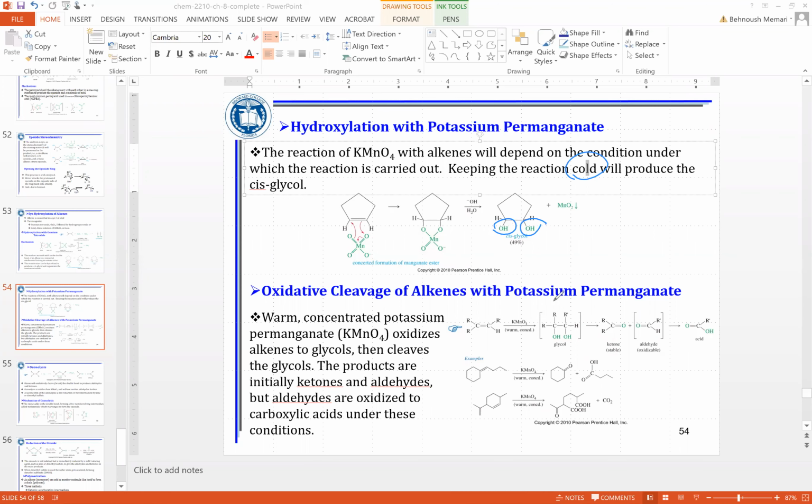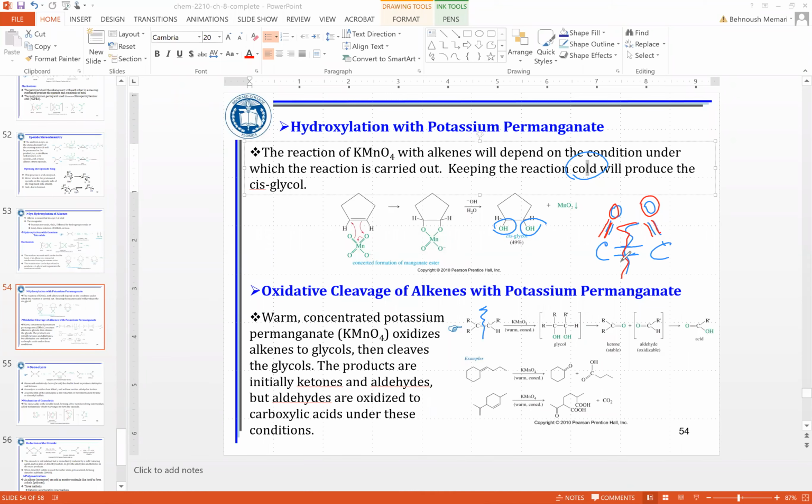If it's hot permanganate and is concentrated, so temperature is high and is concentrated, it is going to cause oxidative cleavage. What is oxidative cleavage? Meaning that it's going to cut through the carbon-carbon double bond, and that's the cleavage part. And then we have oxidative, that means it's going to add a CO double bond, or double bond oxygen, to each side. So first of all, it is going to cut or cleave the carbon-carbon double bond. Second, it is going to add double bond oxygen to each of the carbons.